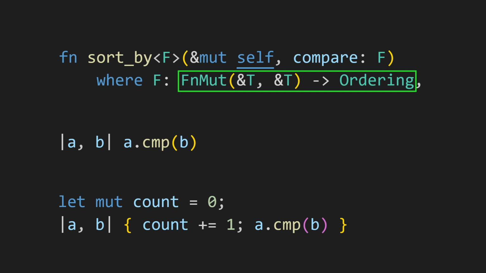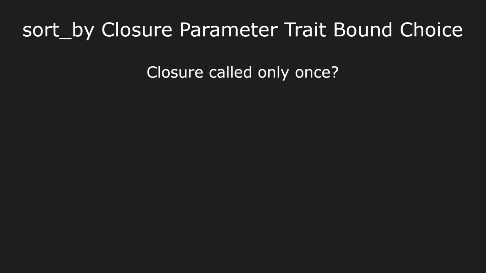So choosing the trait bound for sort_by should proceed as follows. Will the closure be called no more than once? No. The closure will be called multiple times because sorting needs to determine multiple element orderings by calling the closure each time. Therefore, FnOnce is not the correct choice.